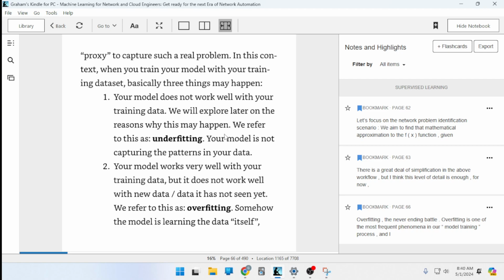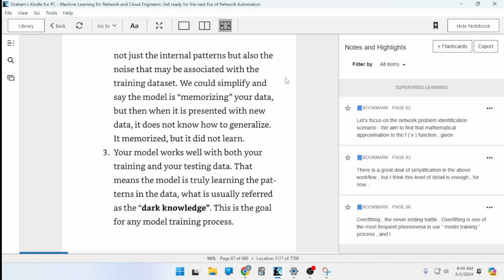Somehow the model is learning the data itself, not just the internal patterns, but also the noise that may be associated with the training data set. We could simplify and say the model is memorizing your data, and then when it is presented with new data, it does not know how to generalize. It memorized, but it did not learn. And that's something human intelligence can do too.